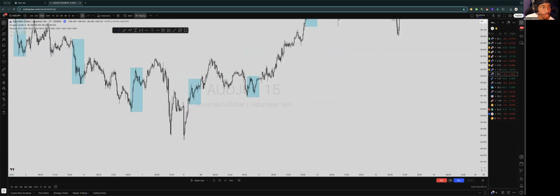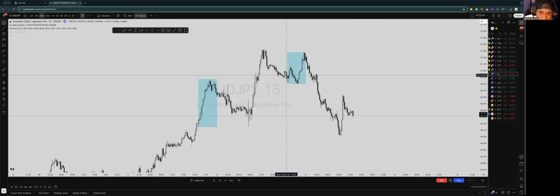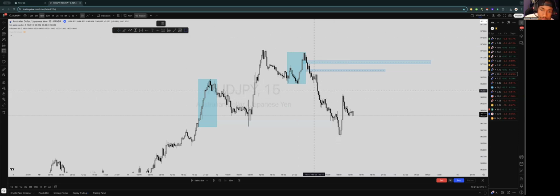And then if we looked for imbalance, you can see that there's imbalance around here on the 15-minute time frame. There is imbalance on the 15-minute time frame here. And there's also 15-minute imbalance right here.